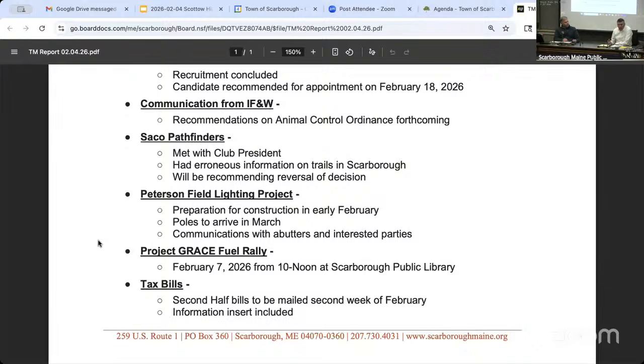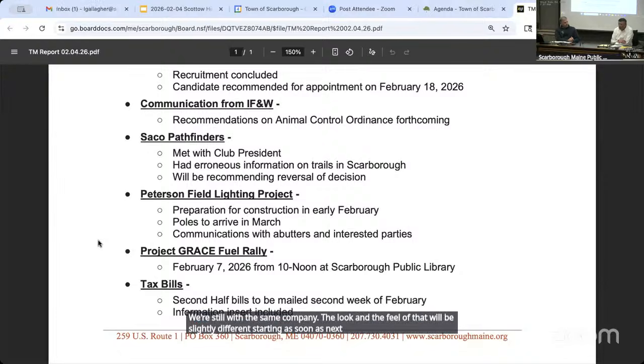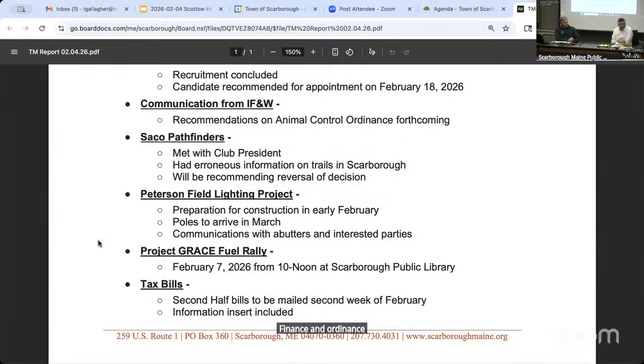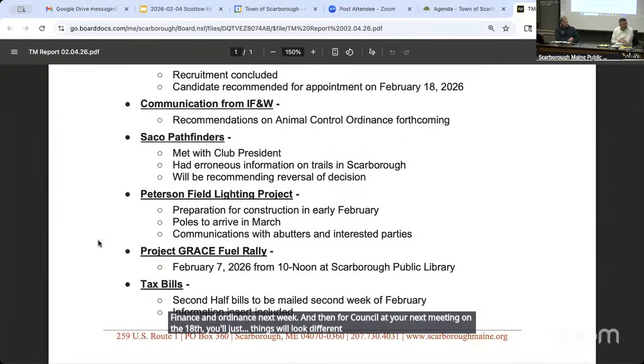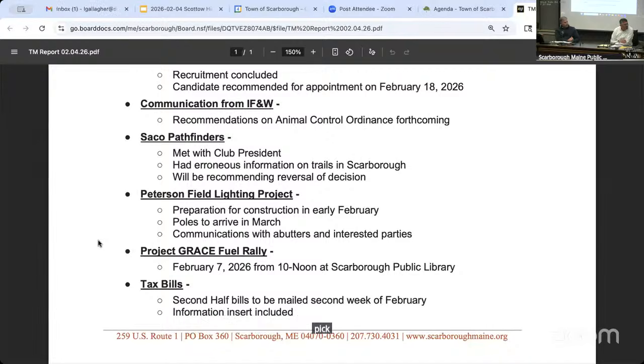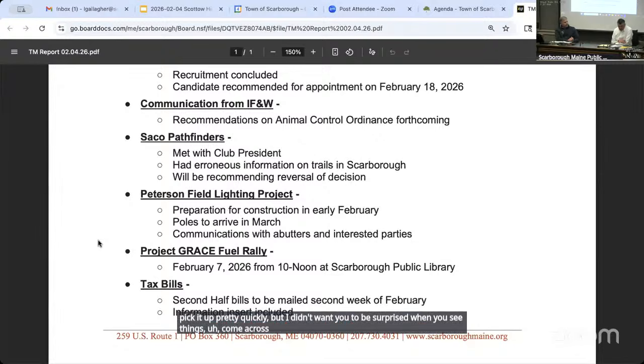And lastly, I just want to mention that the software that we're using to manage our agendas and information for council's benefit and also for the public, we're still with the same company. The look and the feel of that will be slightly different starting as soon as next week for standing committees. I think we have finance and ordinance next week. And then for council at your next meeting on the 18th, things will look different. I think you'll be able to pick it up pretty quickly, but I didn't want you to be surprised when you see things come across slightly differently.